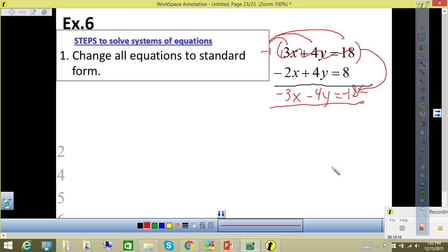You know what to do from there, right? Finish it off, please. Go. Copy and solve.